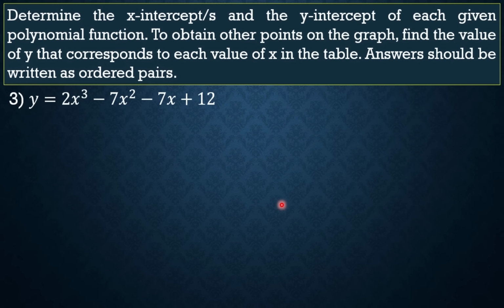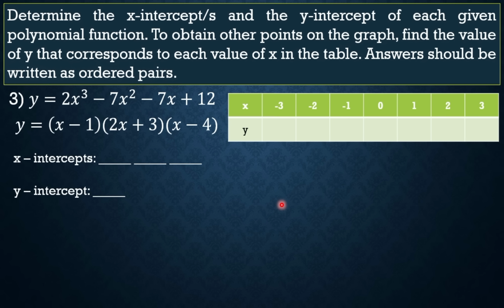Okay, another example, we have y is equal to 2x cubed minus 7x squared minus 7x plus 12. So, sa ganitong example class, hindi pa rin siya naka-factored form. So, kailangan nyo muna i-factor ito. Okay, so kapag na-factor nyo na, ano ba yung factored form nito? So, yung factored form nito is x minus 1 times 2x plus 3 times x minus 4. Okay, so kailangan class, bago natin makuha yung x-intercept saka y-intercept, naka-factor yung given na polynomial function natin.